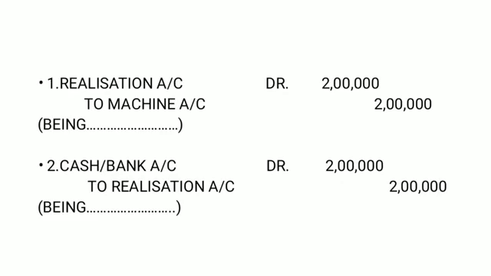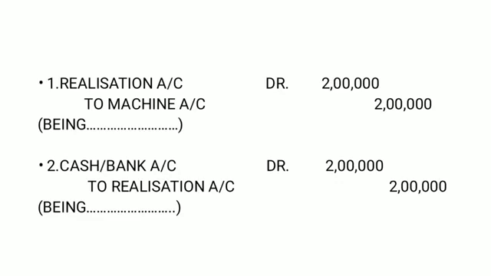I repeat, the first journal entry is for closing the asset account. It is realization account debit 2 lakh to machine account 2 lakh. Closing entry for assets. We have understood this and it is also given on page number 280 in your textbook, and the concept says when assets are closed and transferred to realization account. Realization account debit to all the assets. You can also say sundry assets. Yes. Realization account debit to machine account 2 lakh, being asset account disclosed and transferred to realization account.